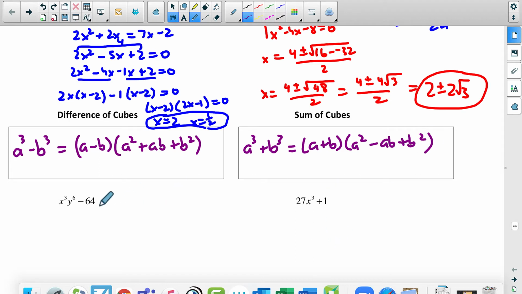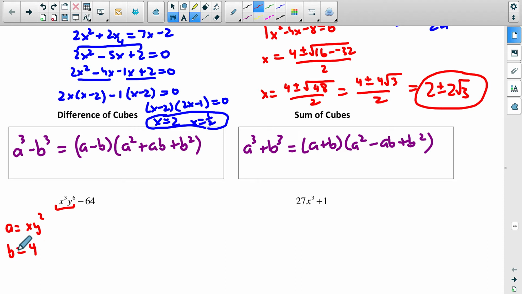In this first one here, we obviously have a difference of cubes. Now, what's a and what's b? Right? What is the piece that's being cubed in this bit here, in that first term? What's being cubed? Well, a is equal to x y squared. Does that make sense? If you cubed xy squared, what would you get? You'd get x cubed y 6. Okay, yeah, that works. For b, what's being cubed to get 64? 4 is cubed to get 64. So here's what your a is, here's what your b is. You just plug it into this formula and you'll be done.